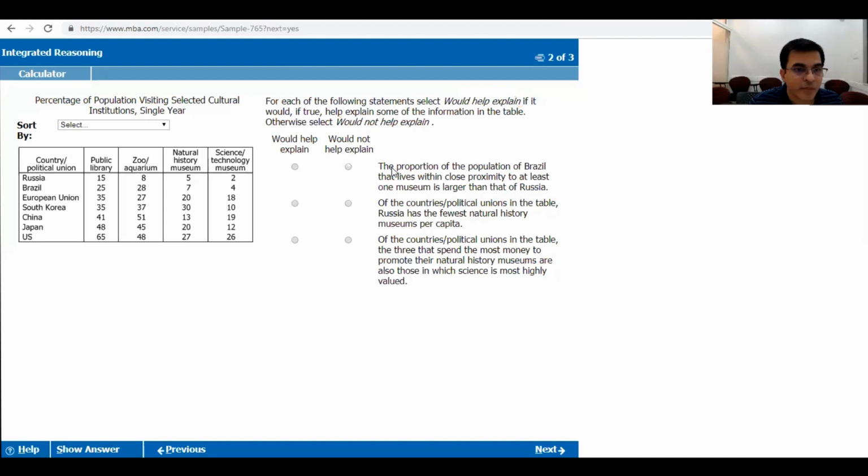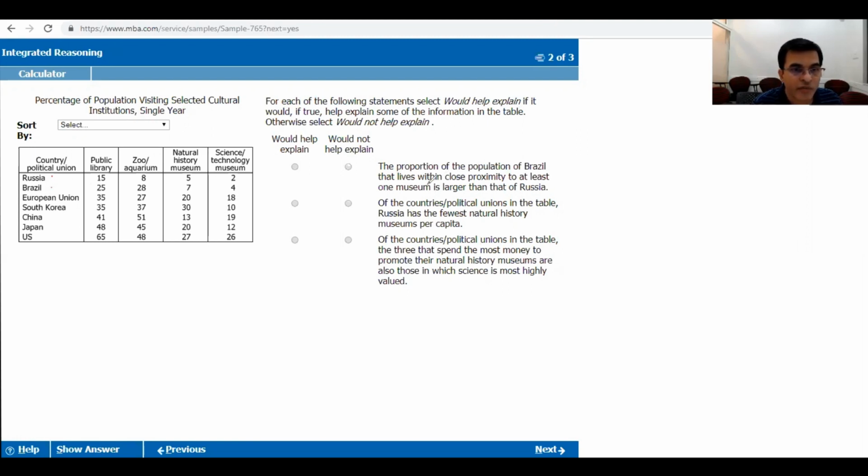So in the first statement, we are told the proportion of population of Brazil that lives in close proximity to at least one museum is larger than that of Russia. So on this question, we are comparing two regions, Brazil and Russia. Fortunately, they are already present at number 1 and number 2 in the table. So there's no need to do any kind of sorting. They're already adjacent to each other.